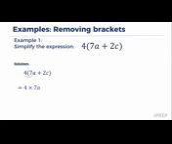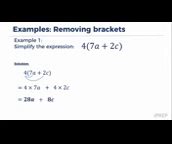Let's look at an example involving this. We've been asked to simplify the expression 4(7a + 2c). We multiply the 4 by the 7a to give us 4 times 7a, and then we bring our plus sign, which is coming from the grouped operation, and then we will multiply 4 by 2c to give us 4 times 2c. 4 times 7a will give us 28a, and 4 times 2c will give us 8c. So our final answer will be 28a + 8c.